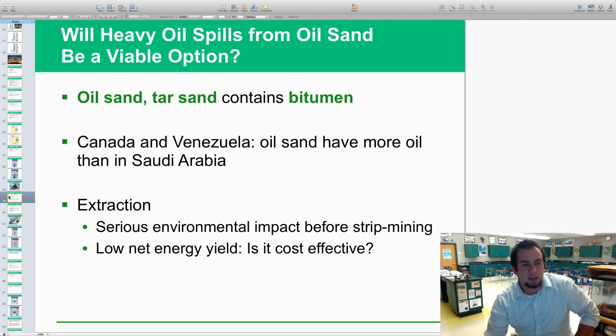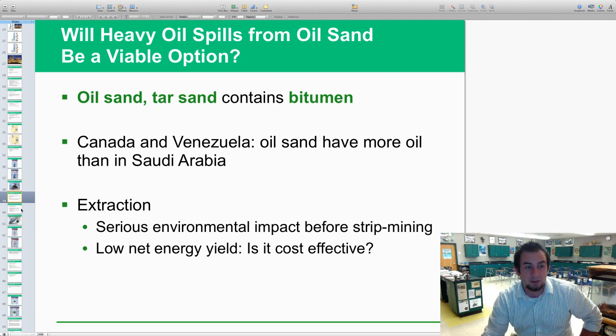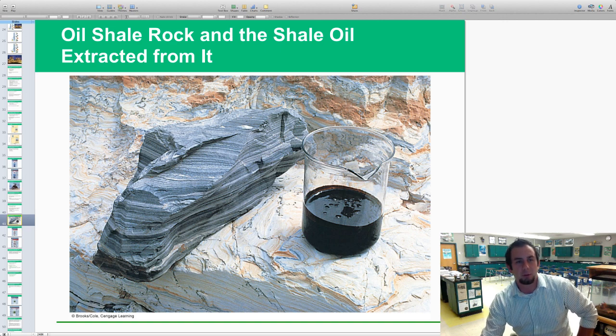Like I said, the oil in oil sand or tar sand is actually located in sand itself below the surface. It's in there, but it's just in between particles of sand. This one is locked up inside rock, and there's a lack of water needed for extraction and processing. So we have to use water to help with the extraction process. Again, to get to it and to extract it and to use it makes it a low net energy yield. And this is an example of oil shale rock and shale oil.